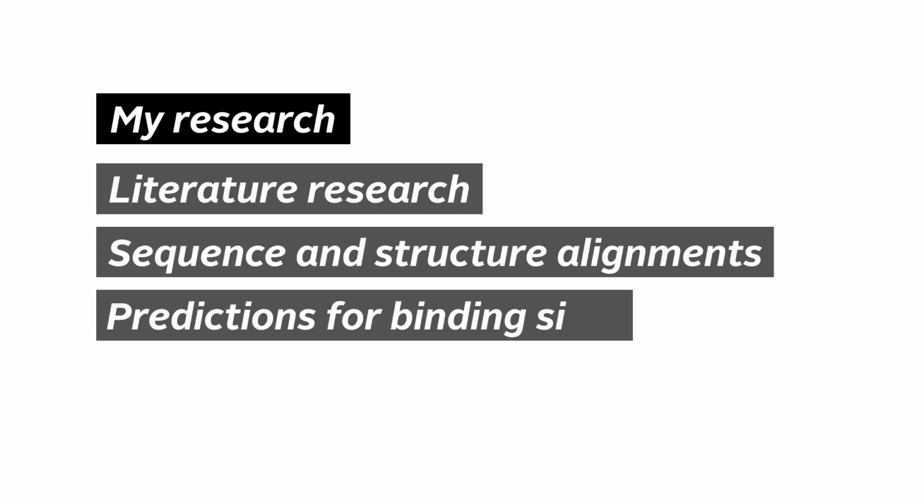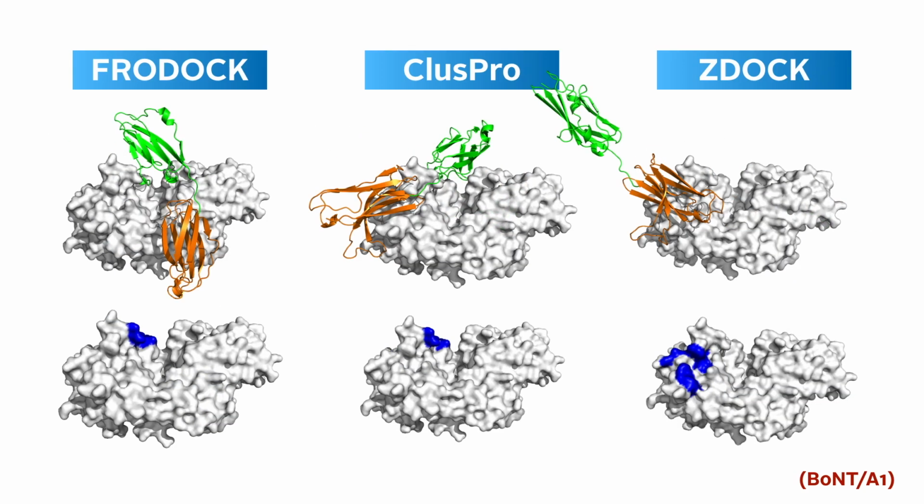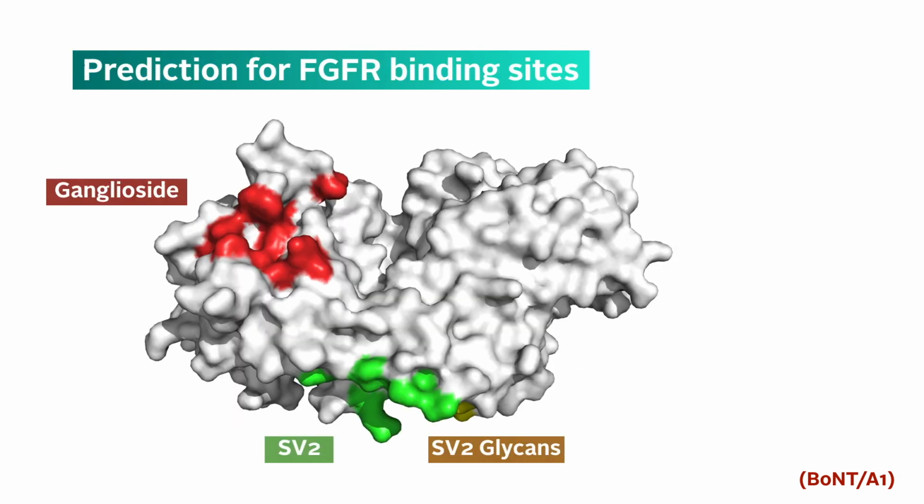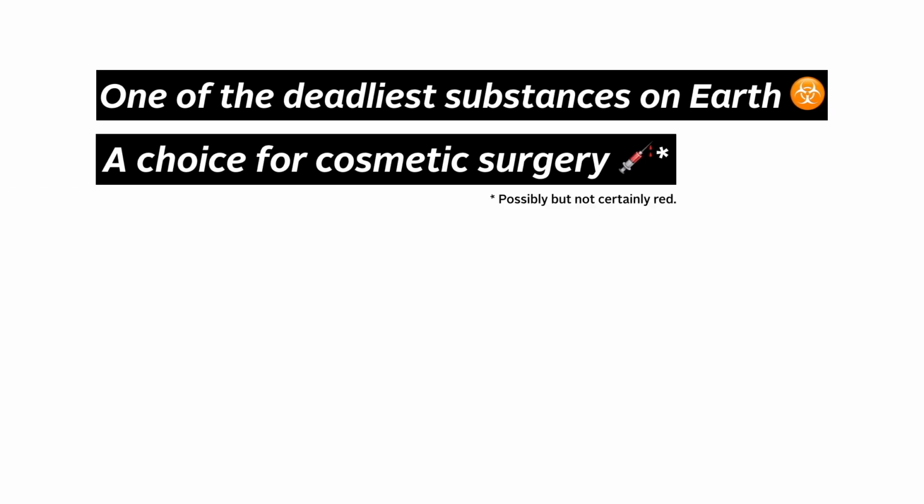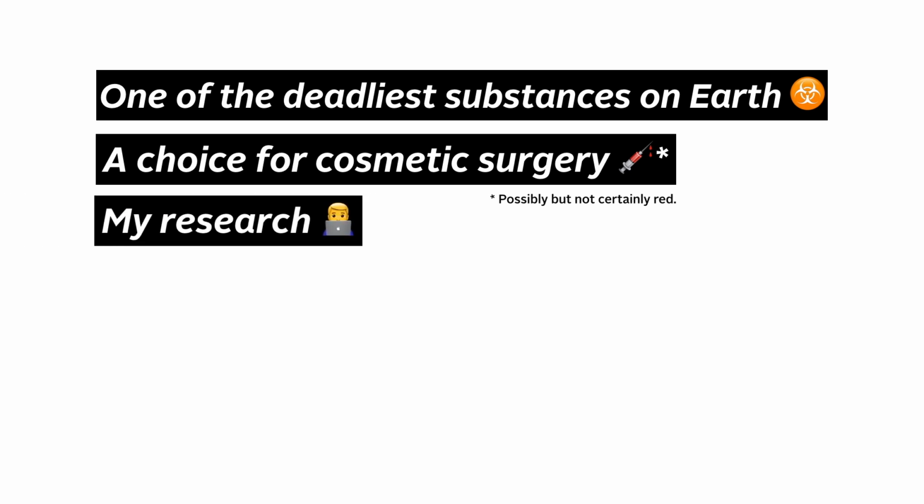The third step is to predict the binding sites. Multiple services have been used, and the results have been evaluated and summarized as 3 possible sites for FGFR binding, which are then compared with the results in previous steps. Indeed, my research cannot fully answer the question of why the deadliest toxin is effective as a cosmetic agent, but it suggests possible directions for future research of BoNTs.